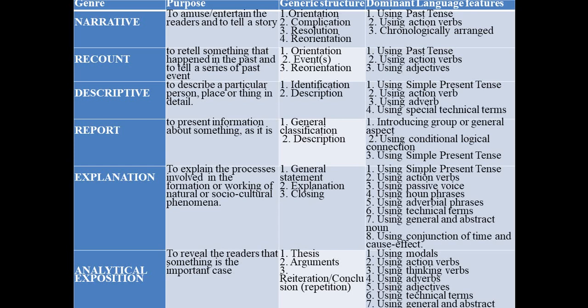You can find these features while you are reading the text. The next genre is analytical exposition. Exposition is divided into two, analytical and hortatory. So this is the first type of exposition genre.